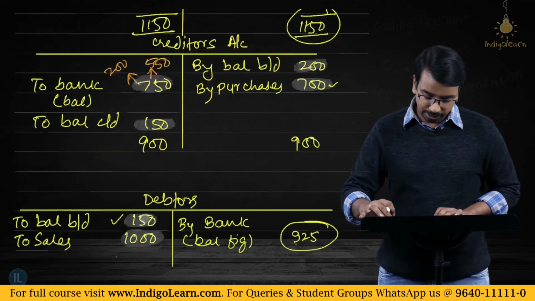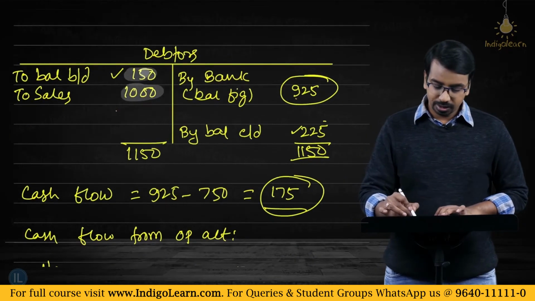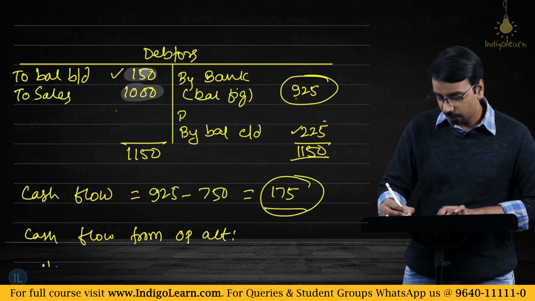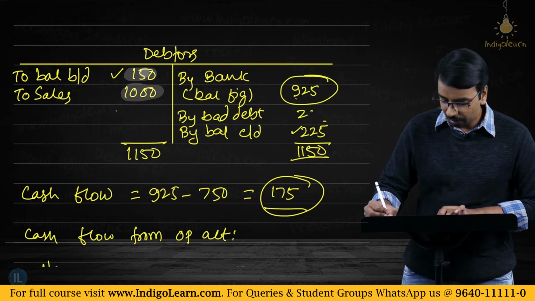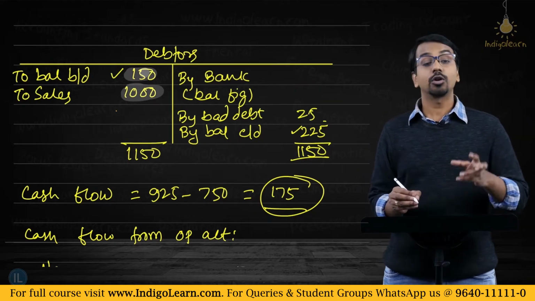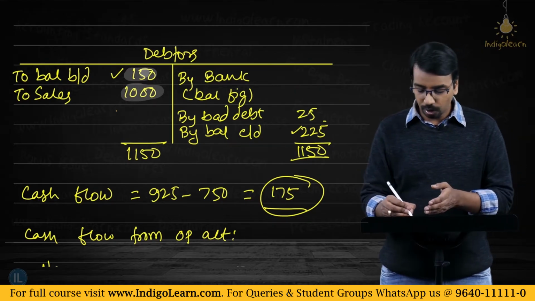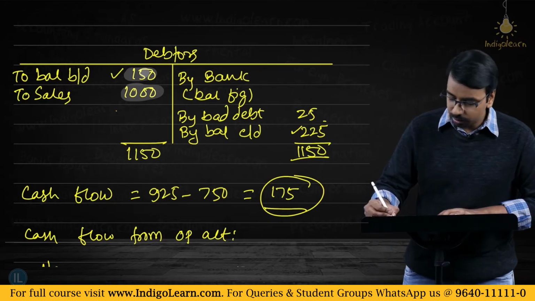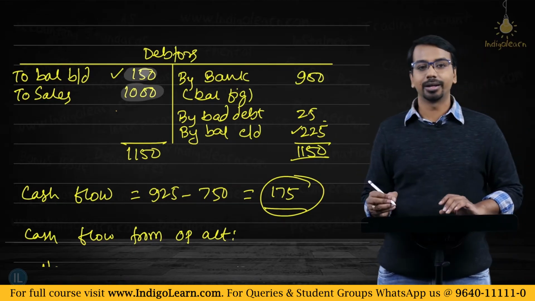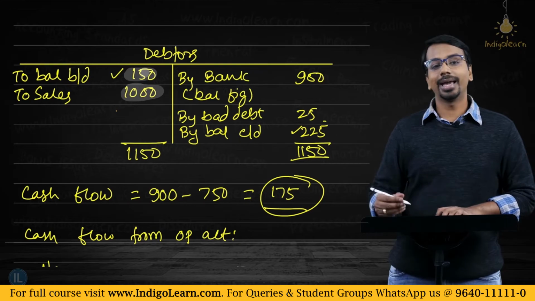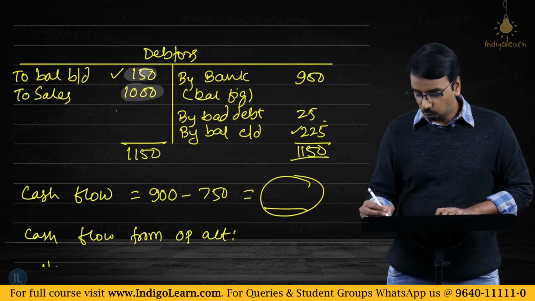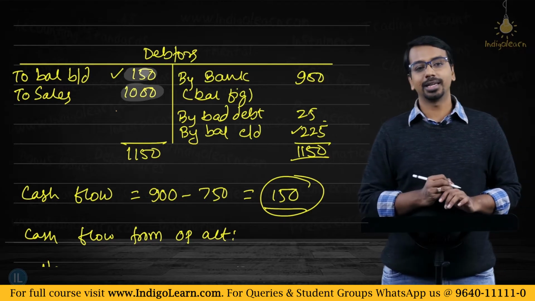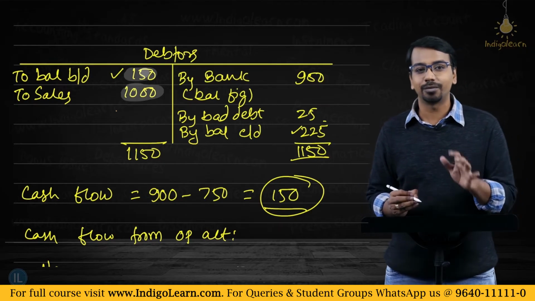Now, if you come to the debtors account, you will have one more entry here saying by bad debt 25, and 925 is not what you have collected. You would have collected 1150 minus 250, you would have collected 900. What would happen to your cash flow? 900 minus 750, it would have been 150. It would have been 150.